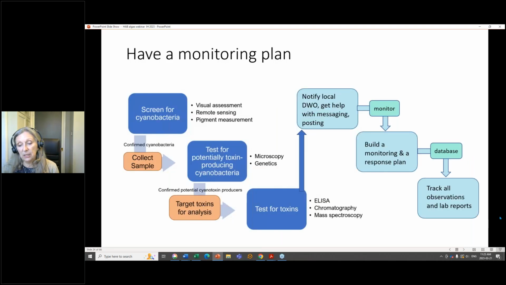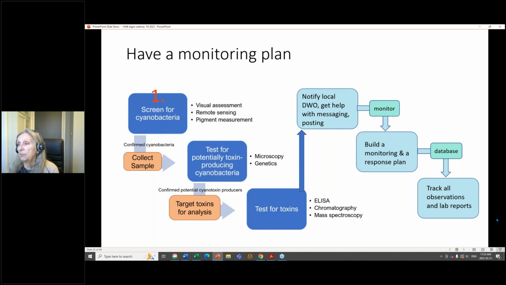First of all, you need a monitoring plan. This looks really complicated, unnecessarily so, I believe. You need to take samples, and if you see you've got cyanobacteria that either are genetically proven or microscopically, you've had sent in samples and you've got cyanobacteria that are capable of producing toxins, perhaps you've got test strips. I'll explain that in a minute.